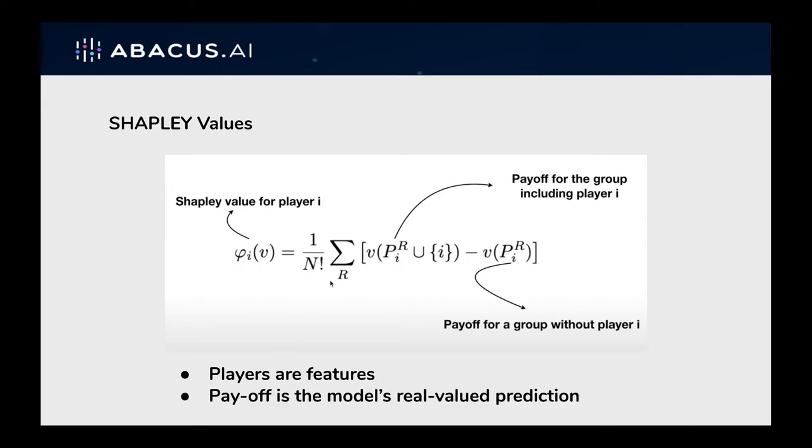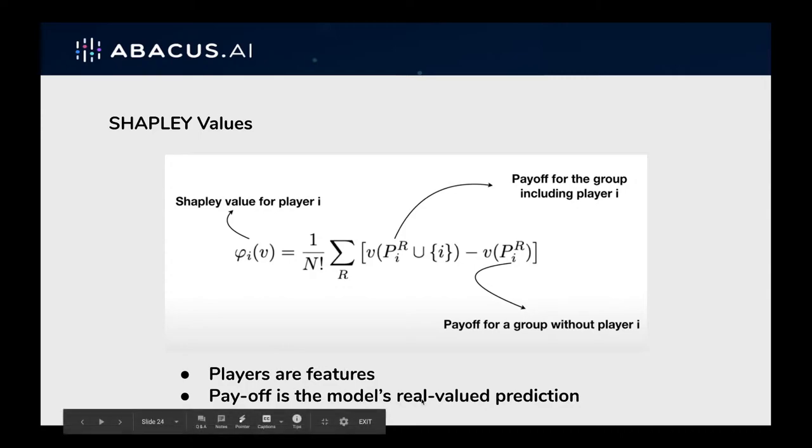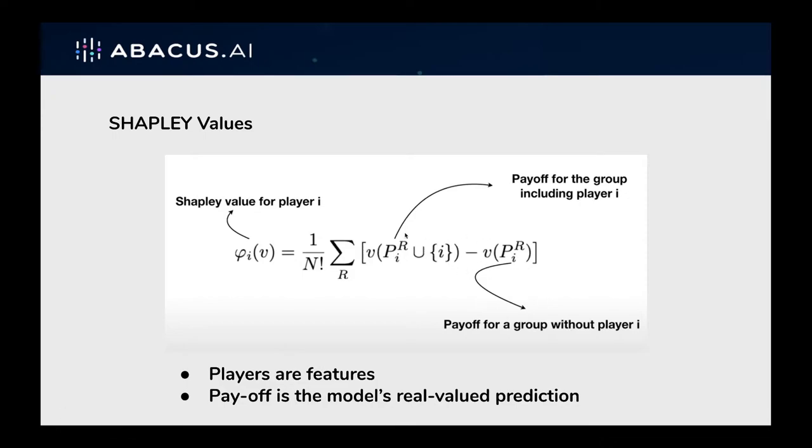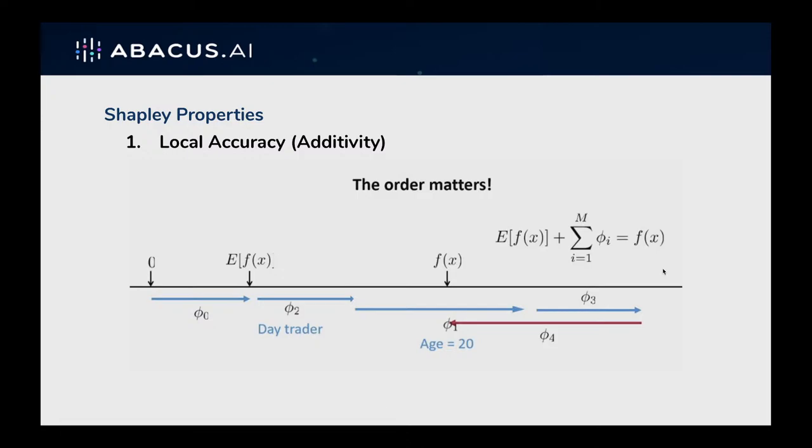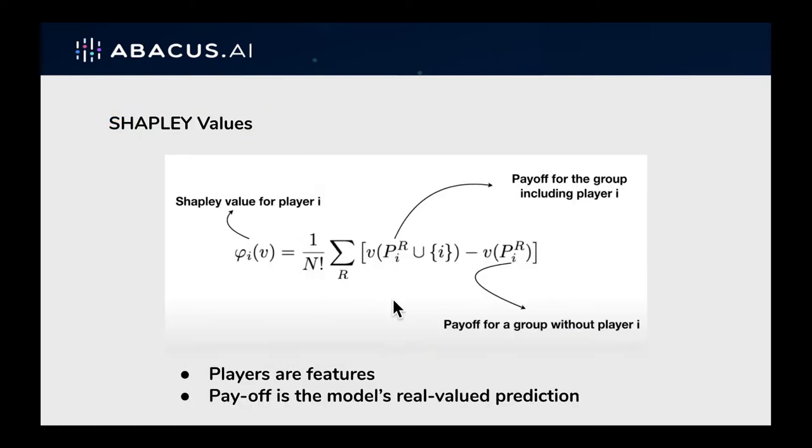This is how we translate it to the machine learning world, where players are features, and the payoff is the final model's real value prediction. As you can see, it's actually quite an easy interpretation, right? How well it channelizes to the machine learning world is very amazing to observe. But keep in mind that it's not that easy for this form to take place.